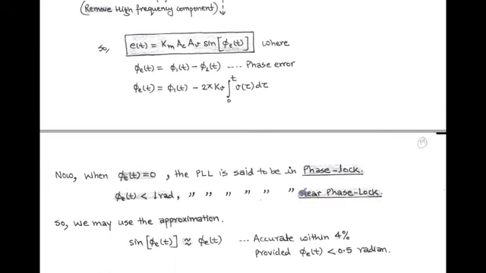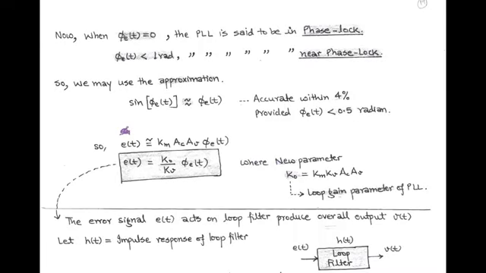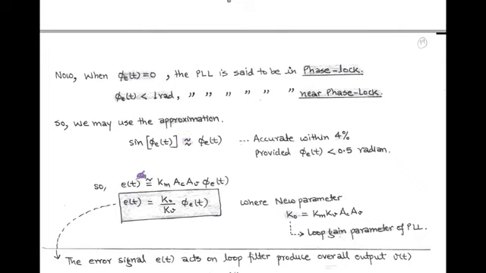So, on the basis of this approximation, we can write sine phi_e is approximately equal to phi_e. That is called the approximate value of the phase error angle. And this approximation is valid or accurate within 4%, provided that the error angle is less than 0.5 radian. So the approximate form of the error signal is given as e(t) equals Km Ac Av into phi_e.